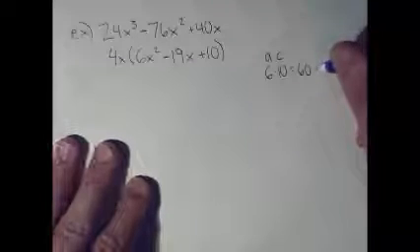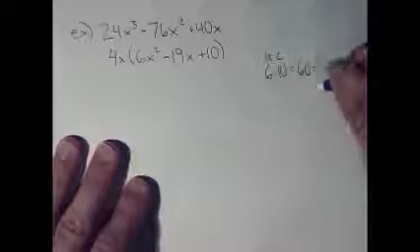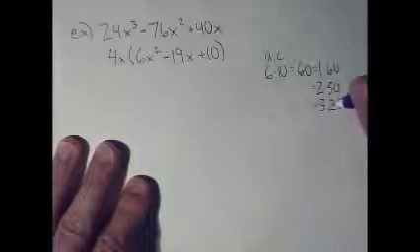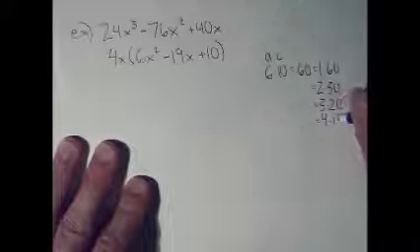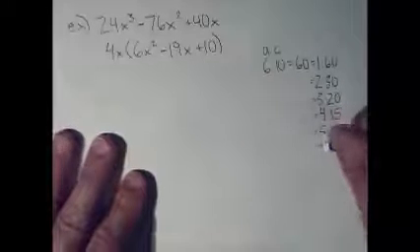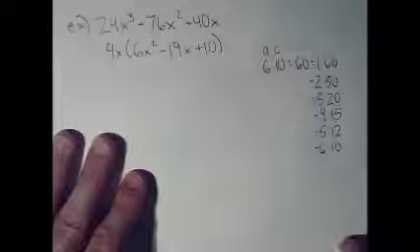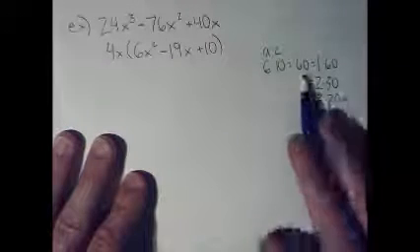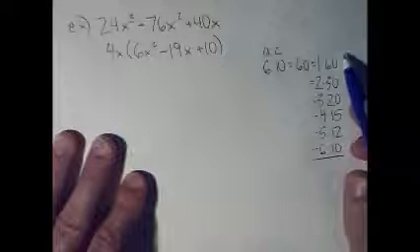Let's make ourselves a table. 1 times itself. 2 goes into it 30 times. 3 goes into it 20 times. 4 goes into it 15 times. 5 goes into it 12 times. 6 goes into it 10 times. 7 won't go into it. 8 won't go into it. 9 won't go into it. 10 will. But again, this is probably as large a table.